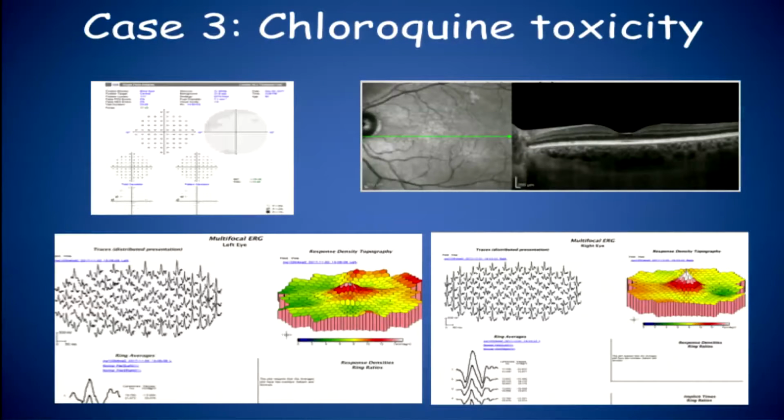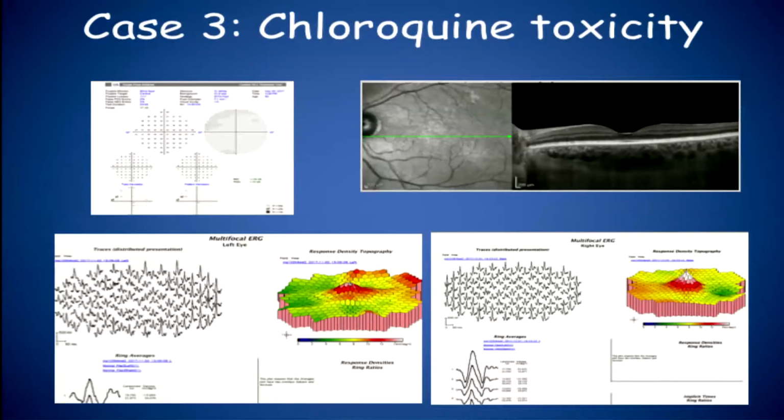Now this is another case where electrophysiology comes to help. Here you can see that the patient has been on chloroquine. In early cases, electrophysiology is of real use. Here the visual field is normal, and OCT is also not picking up very subtle changes on the left side. You can see the peak is getting lost on the left side.